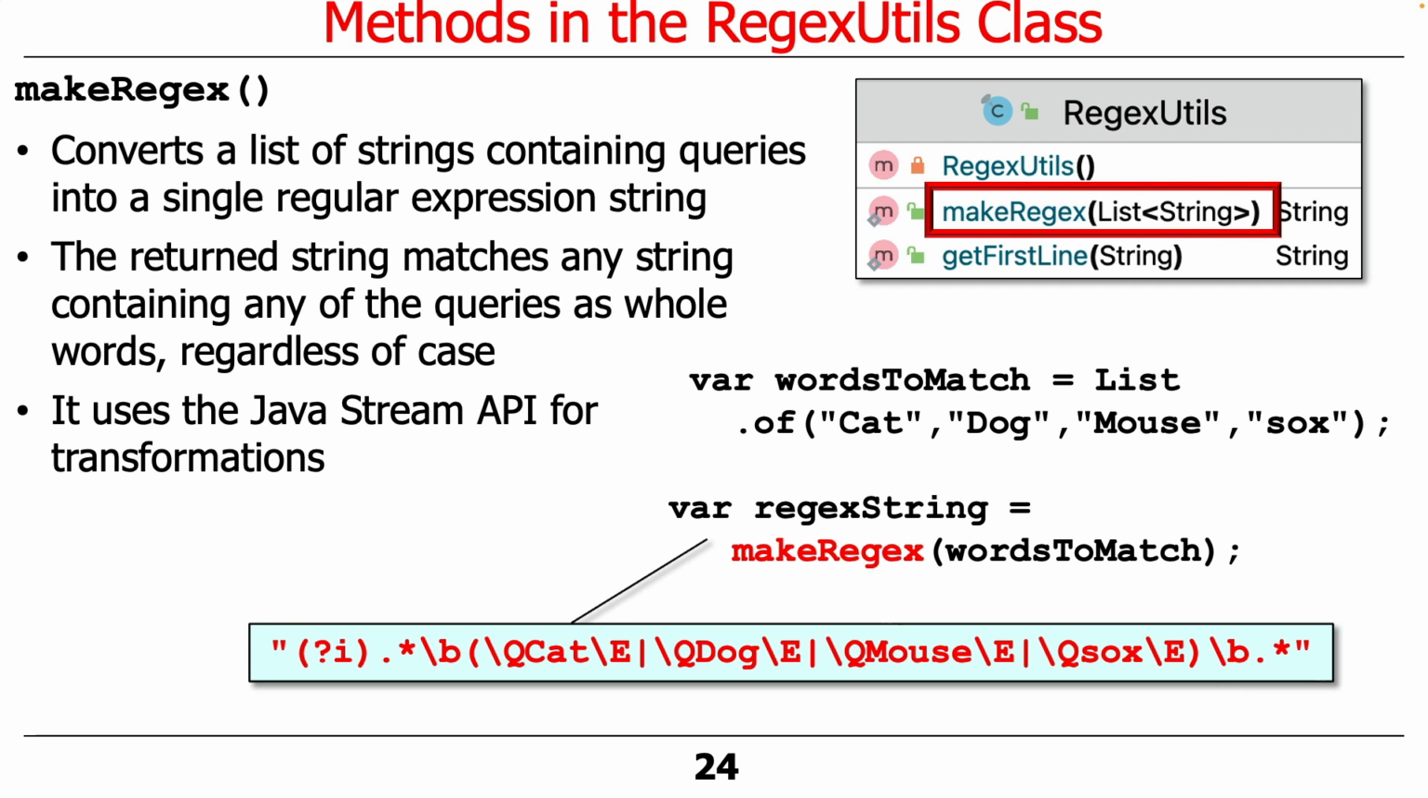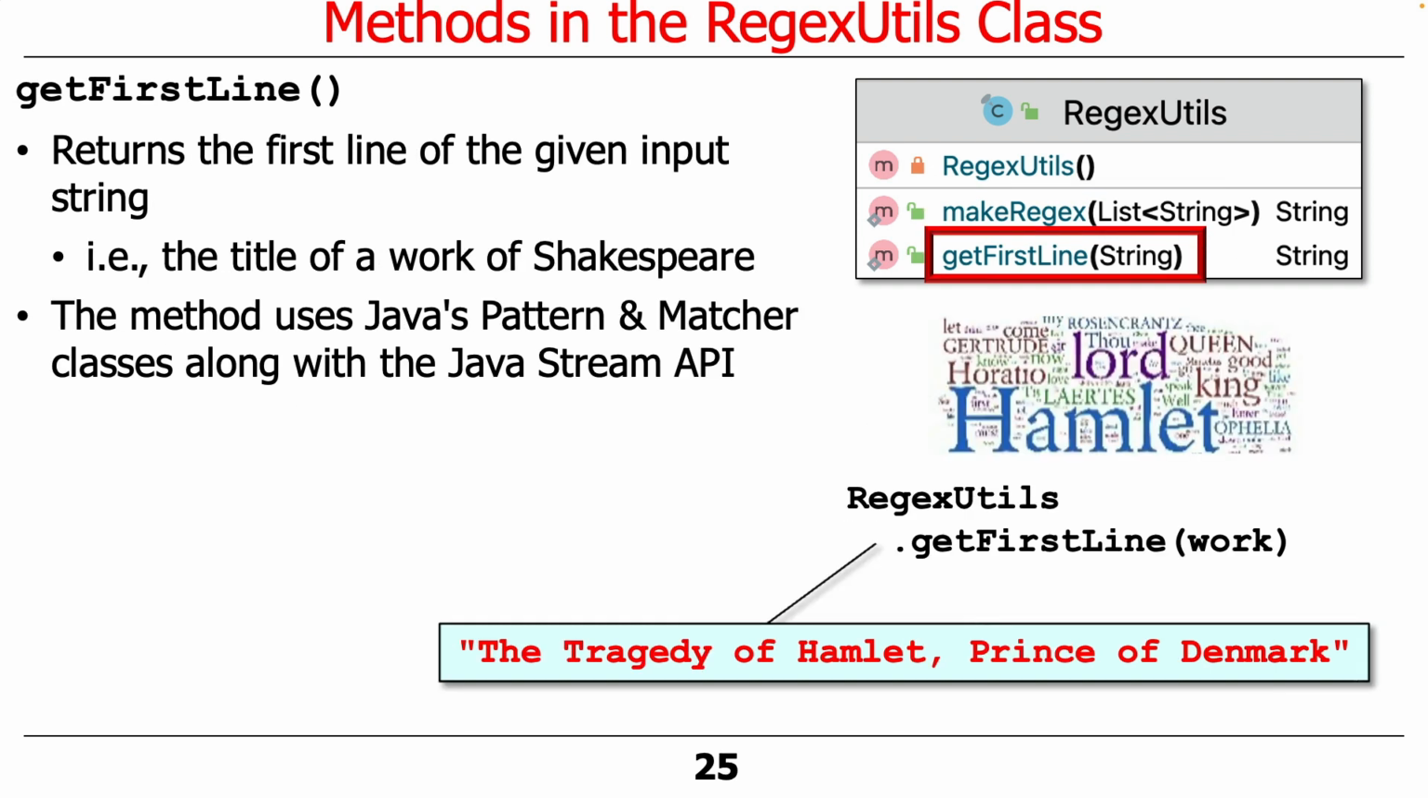So it's going to create that string. And then we're going to use that string to do the actual matches. And we're also going to use another method, which is going to return the first line of a given input string, which is the title of the work of Shakespeare. And this also uses pattern matching and Java regular expressions along with the Stream API. So in this case, we're going to have this method called getFirstLine. We give it a work of Shakespeare, and it gives us back just the first line. There's also some stuff that's not too dissimilar to what you do in your programming assignment. So this is also relevant there as well.